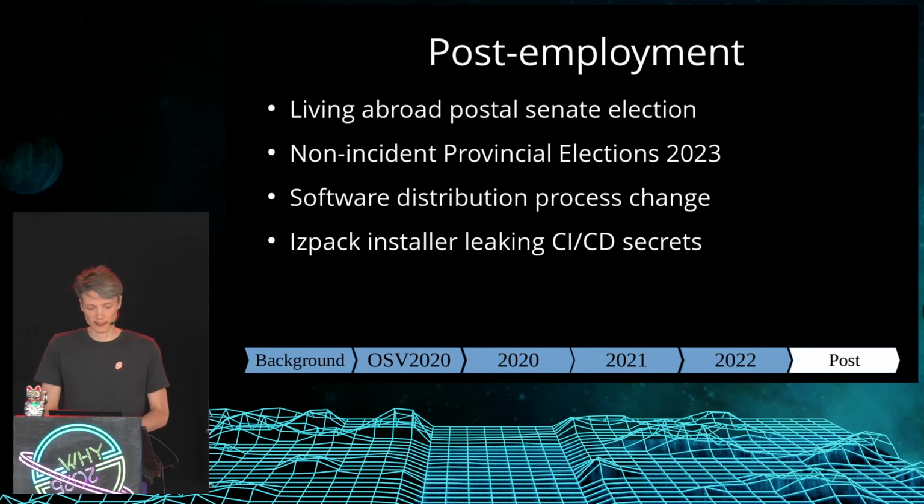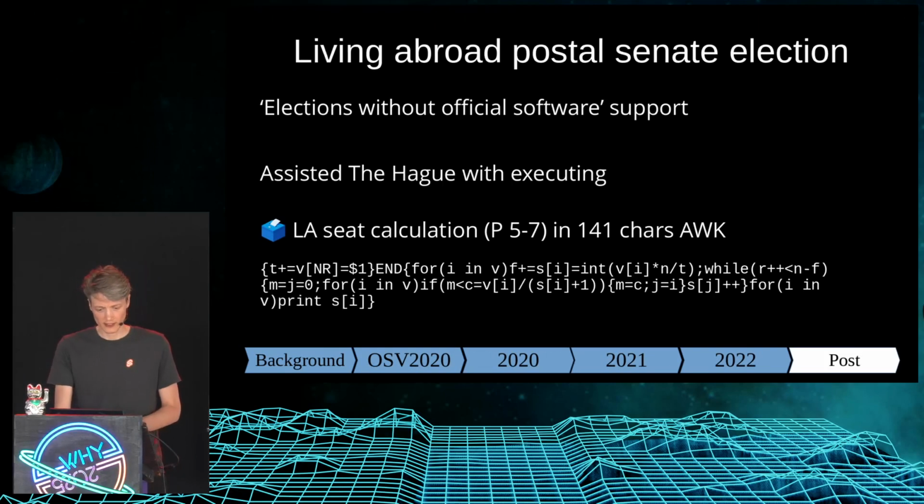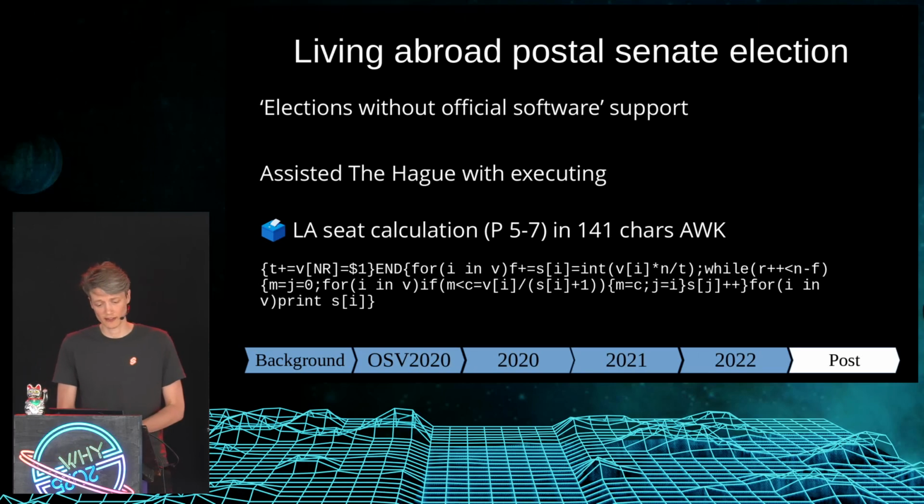So post-employment, there was a small problem that they created an election without software. I helped with that. And then there were some other incidents. When I was still working for the election council, they created a new election for people living abroad being able to vote for the Senate. But they didn't have the software for that, and they changed slightly the rules, so they couldn't use the normal software. So I assisted The Hague as a volunteer to do that.